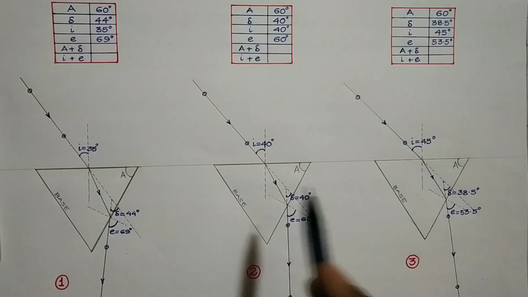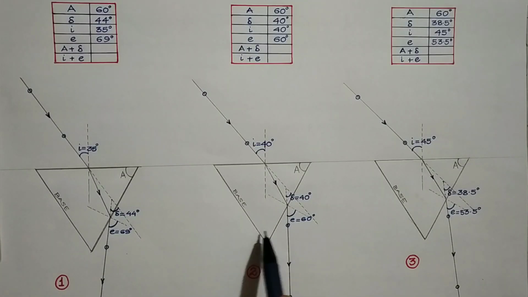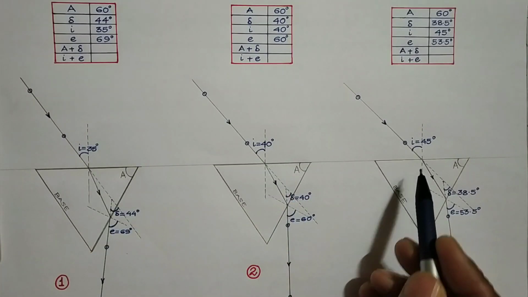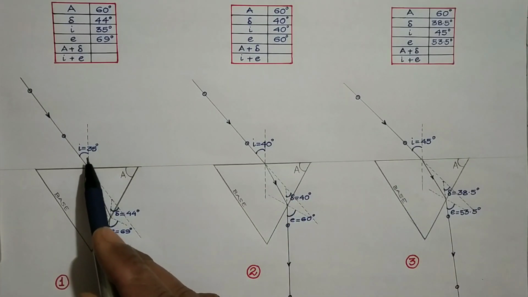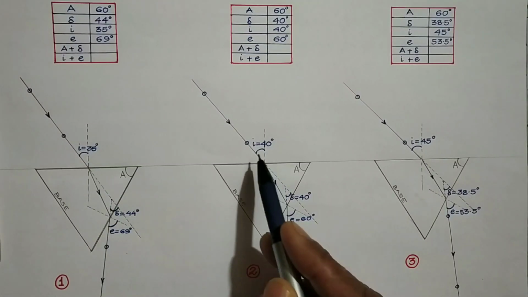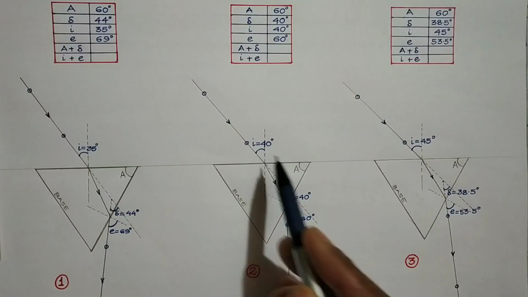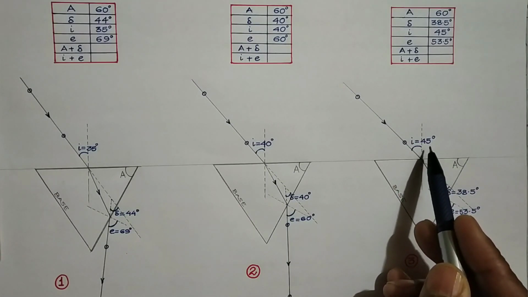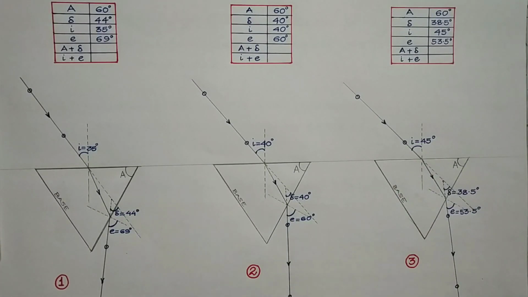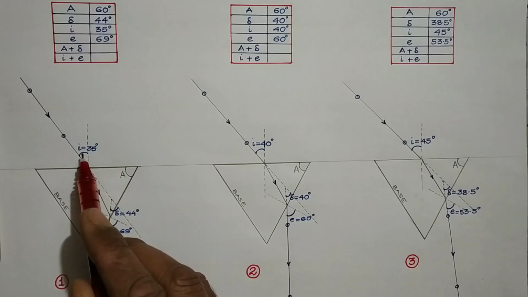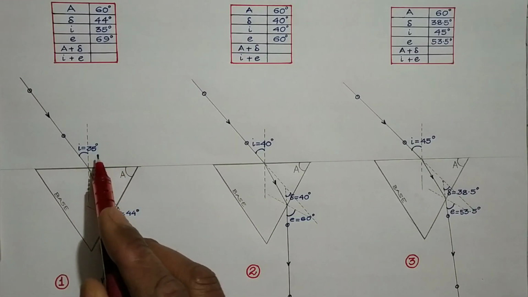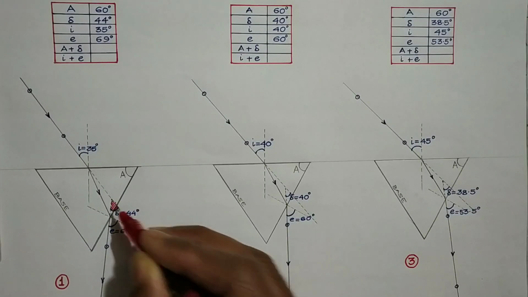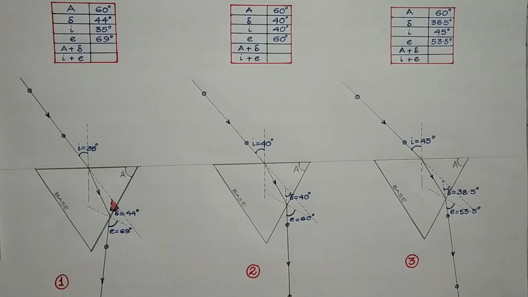Yes, students, in this sheet, I have drawn 3 ray diagrams, right, for different angles of incidence. This is for angle of incidence of 35 degree. This one is for angle of incidence of 40 degree. And this ray diagram is corresponding to angle of incidence of 45 degree. Now, students, here it is observed that corresponding to i equals 35 degree, the angle of deviation is found to be 44 degree.